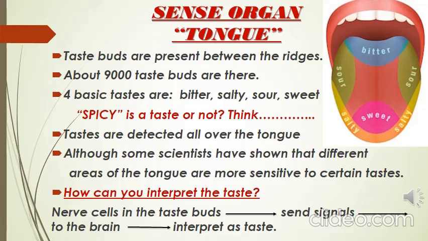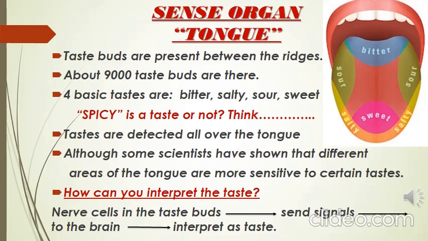Meaning they have divided different areas on your tongue where the taste buds lie. For example, you can see in the picture bitter, sweet, sour, salty. We have different areas. The bitter taste buds lie at the back of your tongue, sweet at the tip of your tongue, salty taste buds on either side of the front of your tongue, and the sour taste buds at the sides of your tongue. So we have special areas for special taste buds.